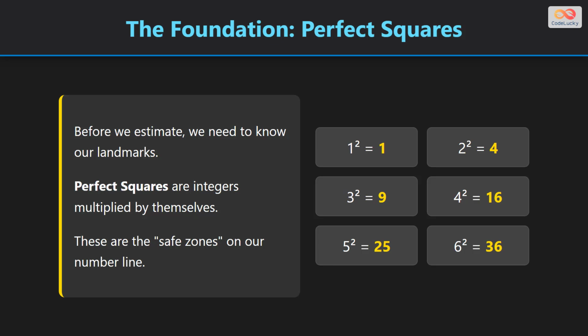To begin, we must recognize our anchor points, the perfect squares. When we multiply an integer by itself, like 1 times 1 or 2 times 2, we get a perfect square. 1, 4, 9, 16, and 25 are numbers you should memorize, as they act as the milestones on our map.